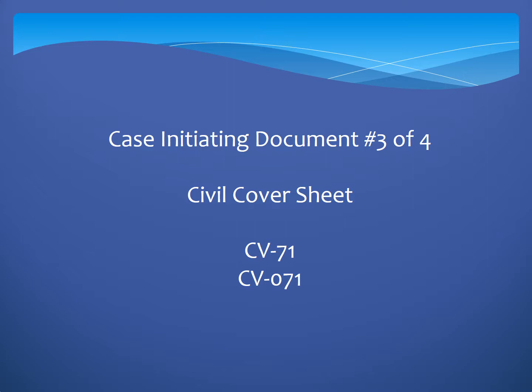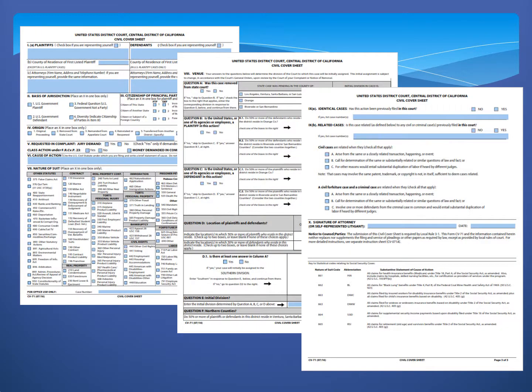This is another one of those court forms that goes by 2 numbers. On the form itself, the number is CV-71, but on the court's website, you will find it listed under CV-071. Here's what the form looks like, and you can see that it has 3 pages. It looks kind of complicated, but in this video, we're going to simplify it for you.